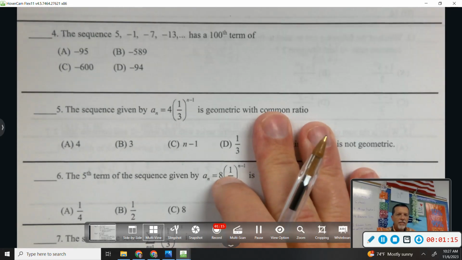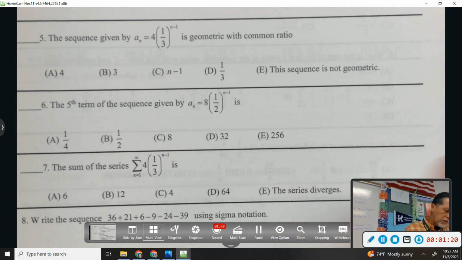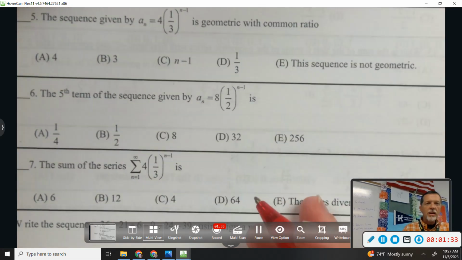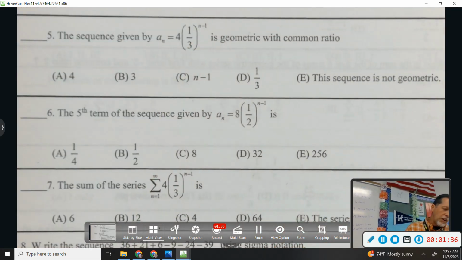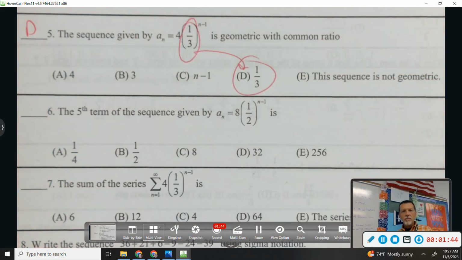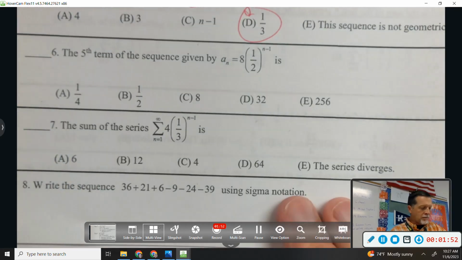Let's see, number 5. The sequence given by 4 times 1/3 to the n minus 1 is geometric with common ratio of, well, if you don't know, then you can write out the first 2, 3, 4 terms and figure it out. Preferably, you can look at the expression there and know that what's R equal to? 1/3. I mean, there's 50 questions. There's a few questions like that. Not many, but there's a few. And brain going.